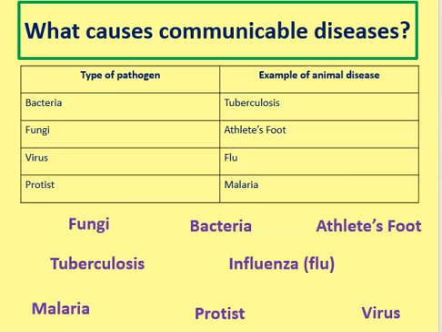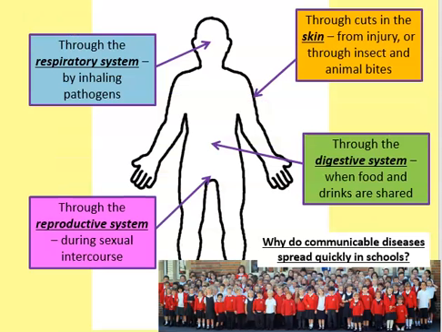Okay, so hopefully your table looks like this. Bacterial infection causes TB or tuberculosis. Fungi causes athlete's foot. A virus causes the flu. And protist causes malaria. So make sure you've got those correct and make sure you can name an example of each. Okay, so we're now going to look at how these pathogens get into your body.